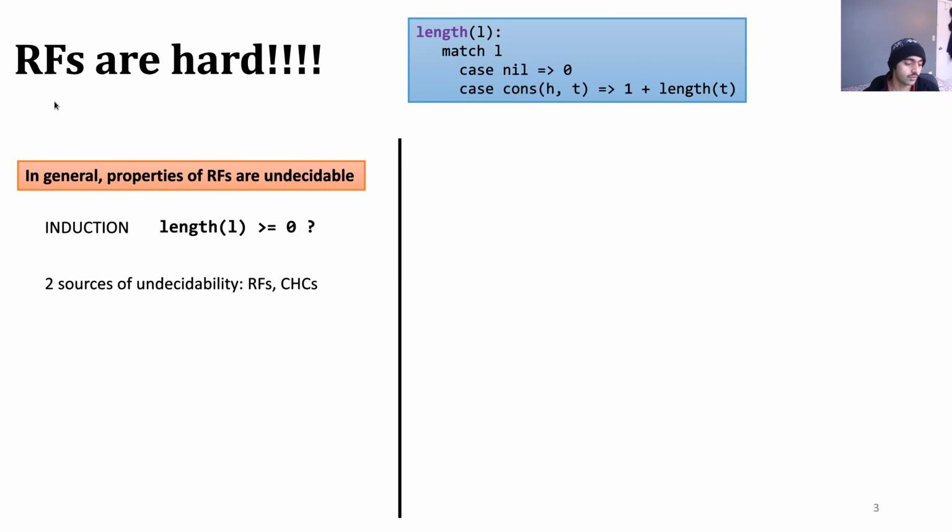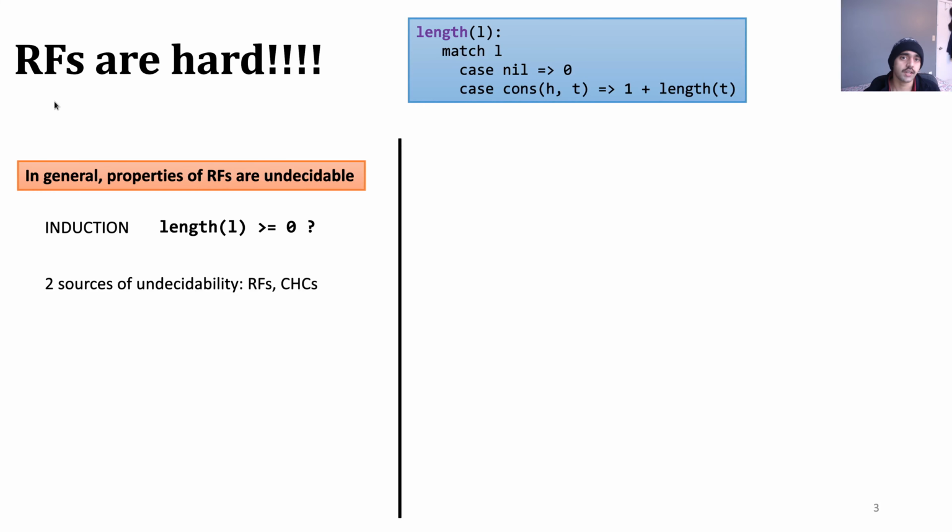Now, why is this challenging? Because recursive functions are hard. In general, properties of recursive functions are undecidable. Intuitively, this is because you usually require induction in order to prove properties about recursive functions. For example, to prove that no matter what the list is, its length is positive, you need to have an inductive argument.